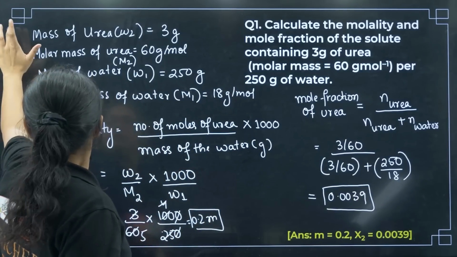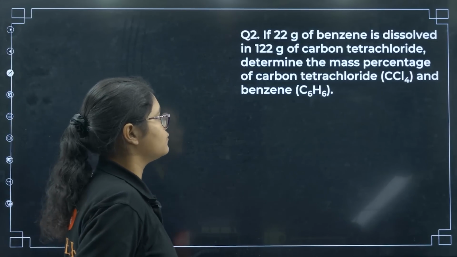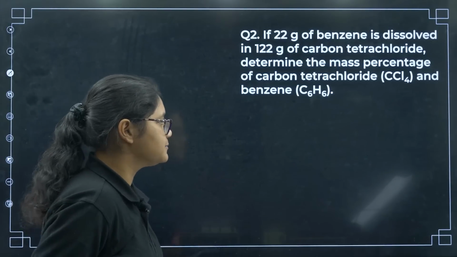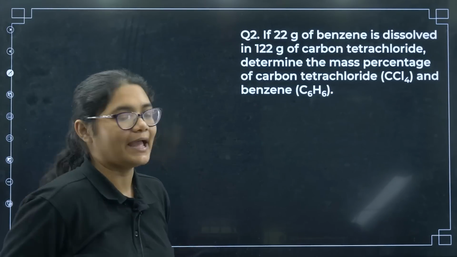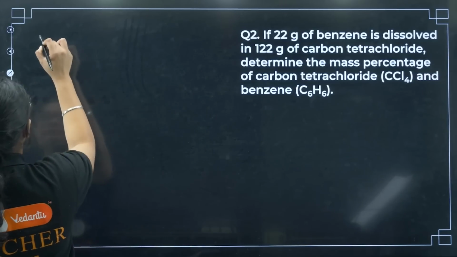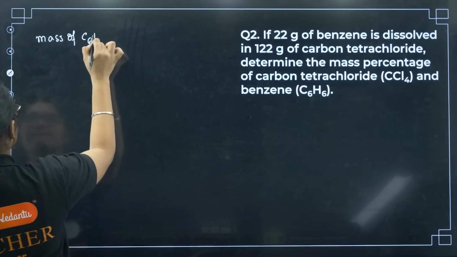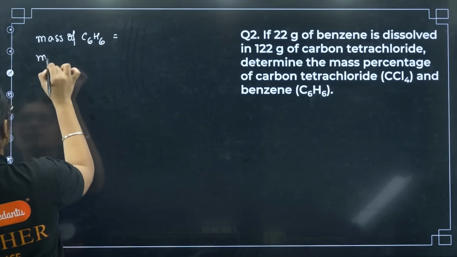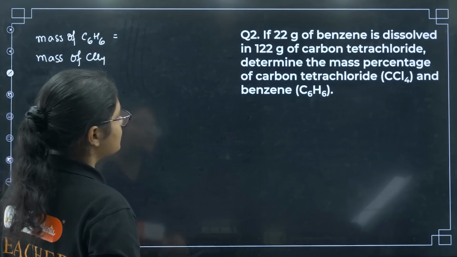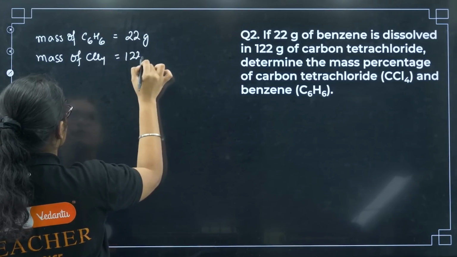Okay, next, question number 2. If 22 gram of benzene is dissolved in 122 gram of carbon tetrachloride, determine the mass percentage of carbon tetrachloride and benzene. This is a very simple question. So I can first write down the mass of benzene and the mass of carbon tetrachloride. So 22 gram and 122 gram.